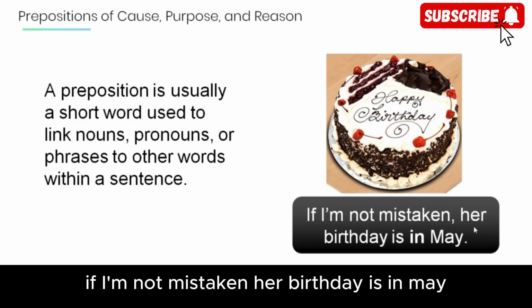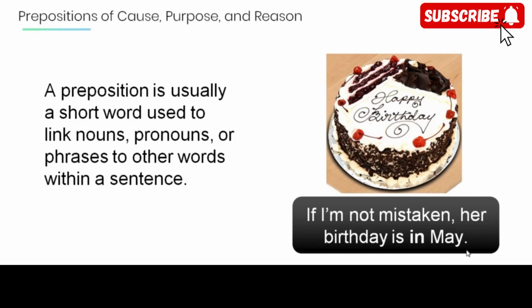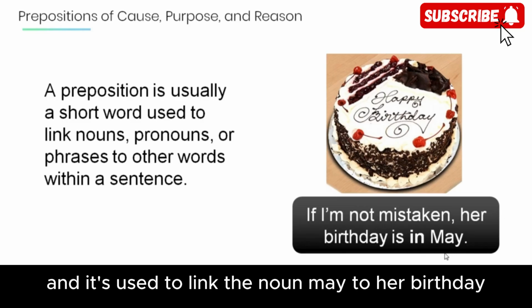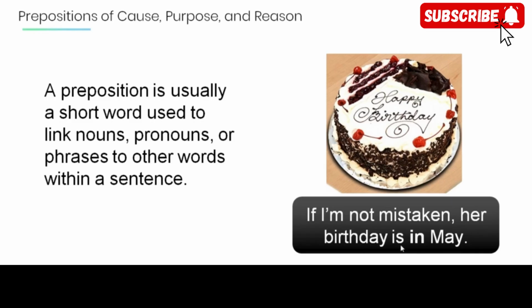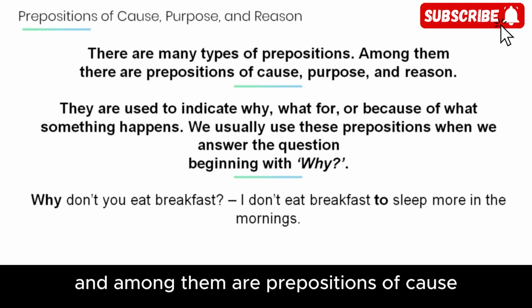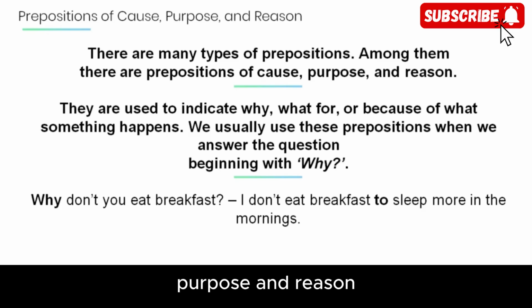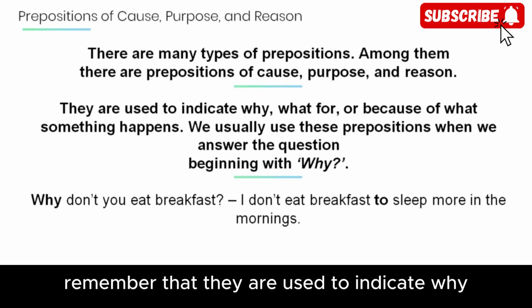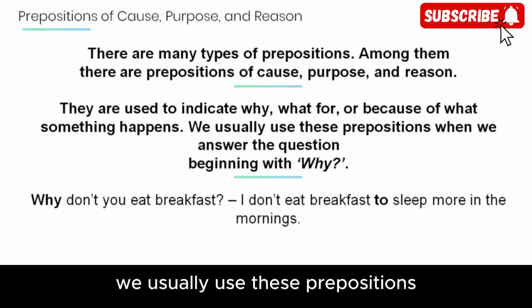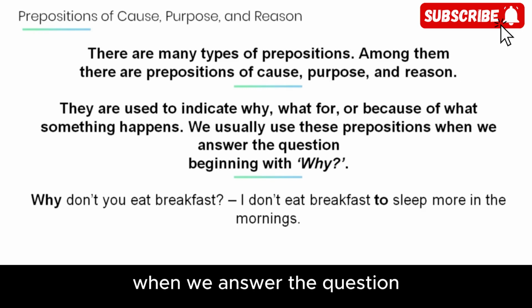If I'm not mistaken, her birthday is in May. Note that the word in is a preposition and it's used to link the noun May to her birthday. Now there are many types of prepositions, and among them are prepositions of cause, purpose, and reason. Remember that they are used to indicate why, what for, or because of what something happens. We usually use these prepositions when we answer the question beginning with why.